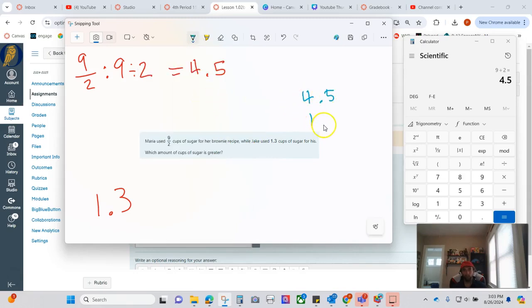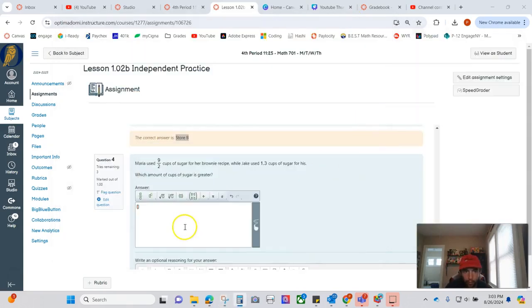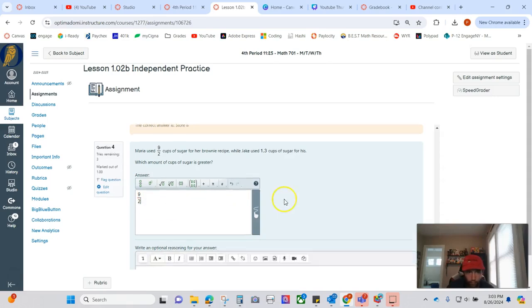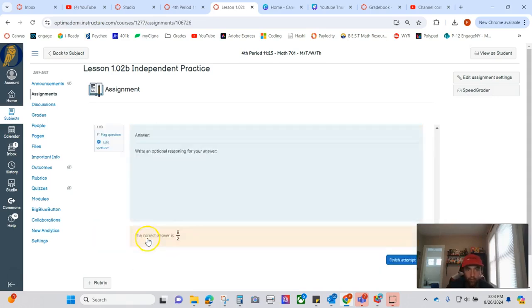So we have the numbers 4.5 or 1.3. Which amount of sugar is greater? Yep, 4.5 is bigger because 4 is bigger than 1. So 4.5 or 9/2 is the greater amount. So I'm going to type in my fraction, click that fraction button, 9/2. Let's check our work. And we're correct.